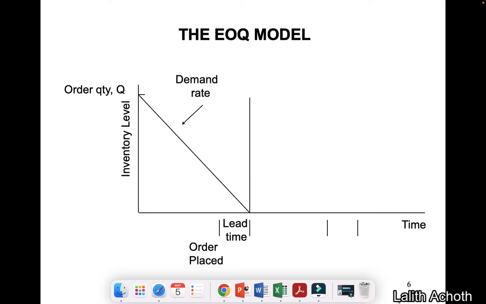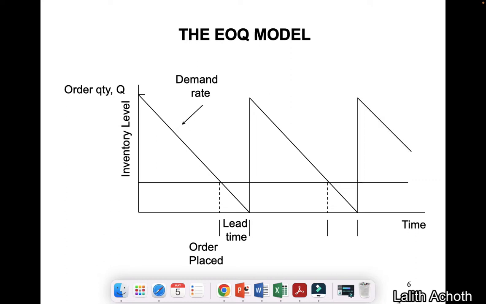Then it gets replenished. When you place the order at the beginning of the lead time, the inventory comes when the stocks have almost come to zero, and then the inventory gets replenished. The point at which you do the reorder is called the reorder point, because you don't wait for the inventory to come to zero before the order is placed. Then that inventory again gets run down. Again, you place the order at the reorder point, and the process continues for the whole year.